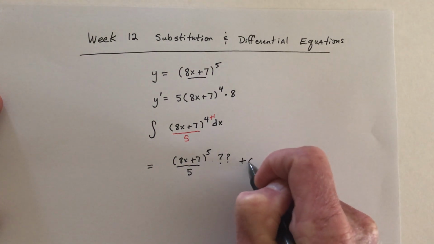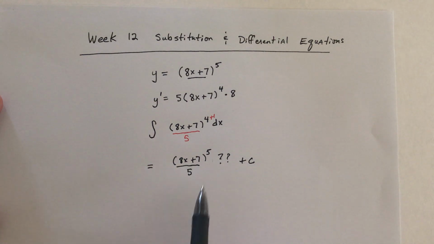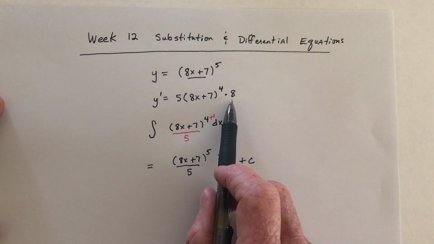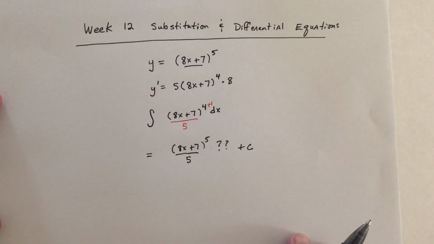Yes, there is supposed to be a plus c, but that's not what I'm talking about. What I'm talking about, this is completely missing the 8 that this one had. So that's the U substitution.